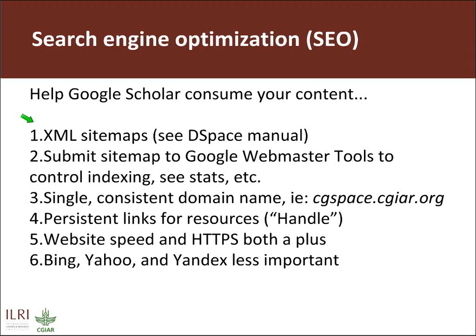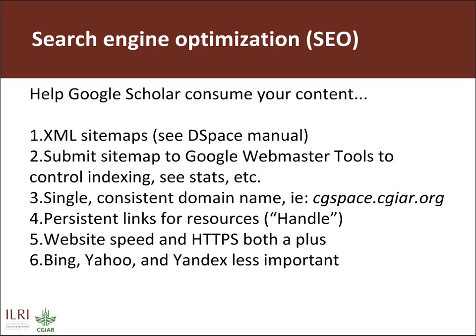So there's a cron job. If you look in the DSpace manual, there's a background task that runs every night that will generate an XML sitemap. And once you have that, you have your ICT department or your content people, whoever manages your web presence, go and submit that sitemap to Google Webmaster Tools. Then you can control the indexing, see the stats, etc. And the rest of these you can come back to later, but you definitely want the first two there. That's very important. And let me show you what it looks like when you have that set up.